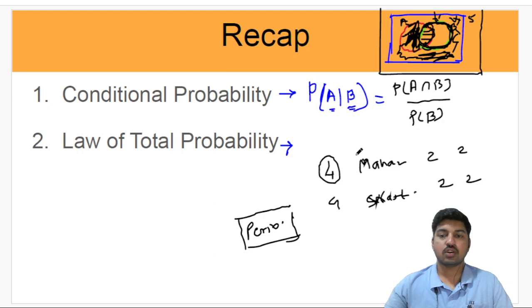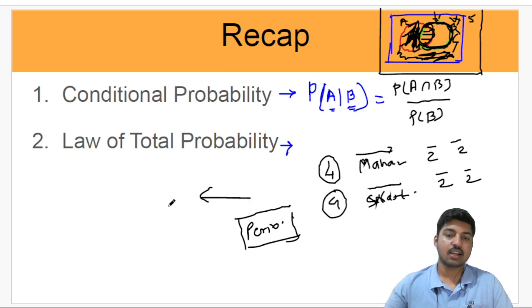So there are four students from Maharashtra, two girls and two boys. There are four students from West Bengal, two girls and two boys. Now I have randomly selected a person or student and I come to know that the person is from West Bengal.